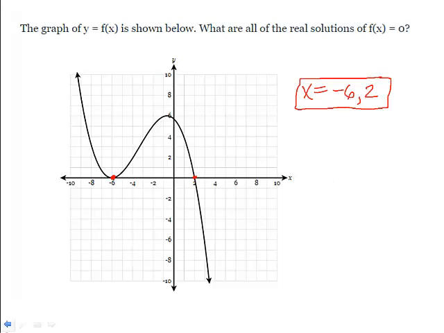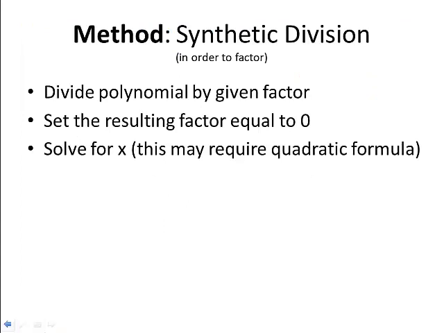Okay, we got one more method we need to talk about. And that's using synthetic division, but that's only because we're going to use it to help us to factor. So we are going to be dividing a polynomial by a given factor. So what that means is that someone's going to give us one of the factors, but we have to do work to find the other factor. And once we find it, then we're going to set that resulting factor equal to 0. And if it's quadratic, we're probably going to use the quadratic formula, but whatever it is, we're going to solve for x. Okay, so we're going to divide to factor and then solve.